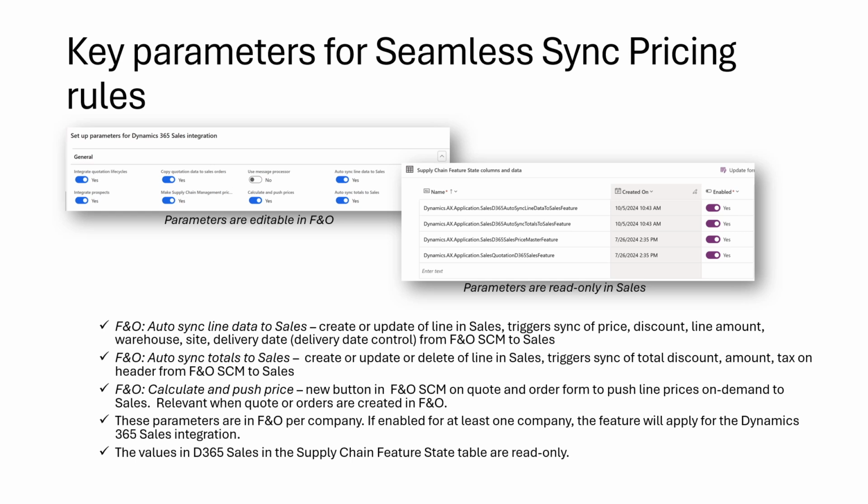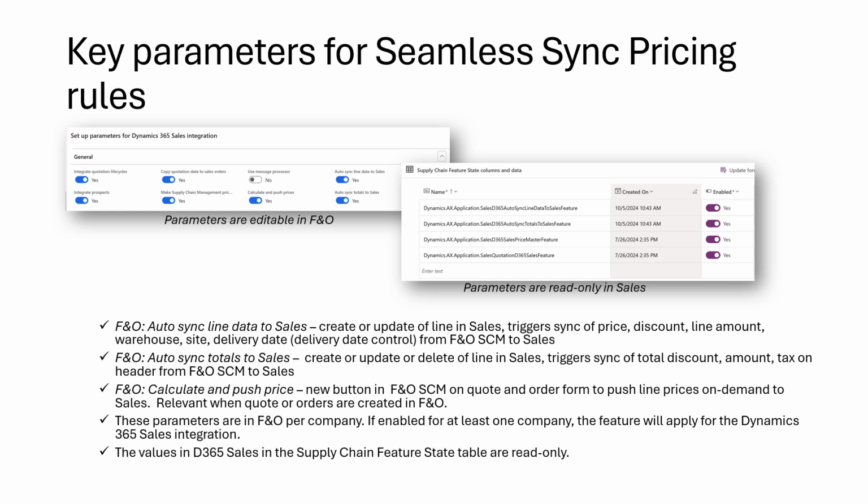The F&O auto sync totals to sales is needed for the create, update, or delete of lines of type sales quote or sales orders from sales to trigger the synchronization of total discounts, amounts, tax from finance and operations supply chain management. The calculate and push prices is relevant for when quotes or orders are created and managed in finance and operations, and we want the prices, discounts, totals, and so on to be synced to Dynamics 365 Sales.